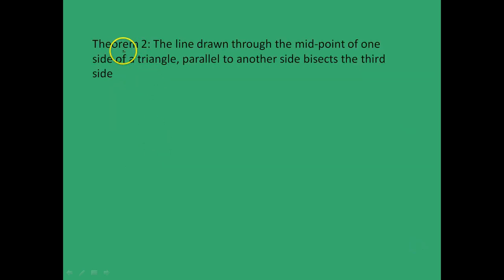Another important theorem is basically the converse of the last theorem: the line drawn through the midpoint of one side of a triangle parallel to another side bisects the third side. Again, the proof is pretty elementary and can be done very easily using congruent triangles. The proof is being left out here as an exercise. This is all we have to say insofar as quadrilaterals are concerned. For now, this is all. Thank you.